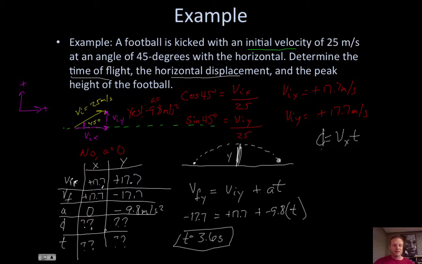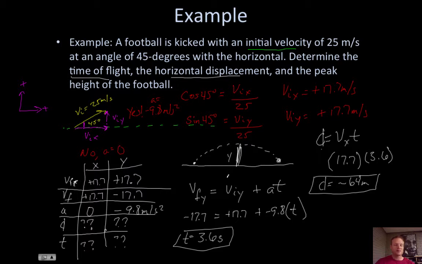So the v in the x direction is 17.7 times the time, which is 3.6. And if you do that math, I get a distance of about 64 meters. I rounded that. Okay, about 64 meters. Now, what is the peak height of the football?